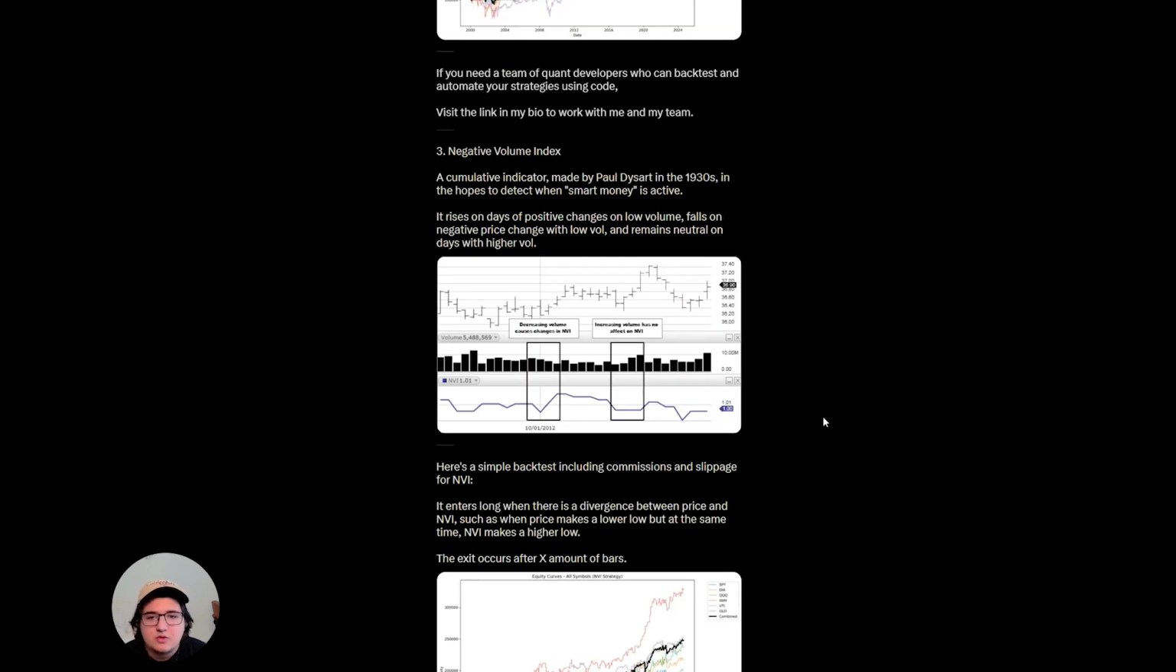Number 3 is negative volume index. Now, this is a cumulative indicator made by Paul Dysart in the 1930s in the hopes to detect when smart money is active. It rises on days of positive price change on low volume and falls on negative price changes with low volume, and remains completely neutral on days with higher volume, whether it goes up or down.